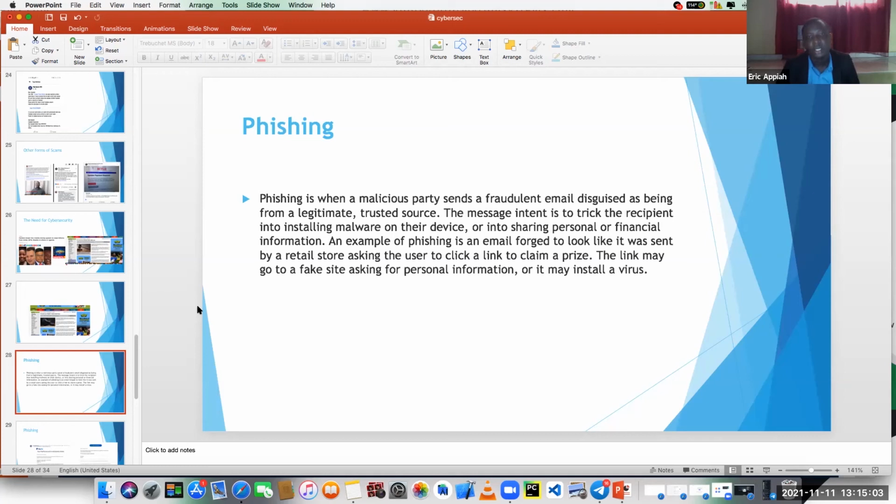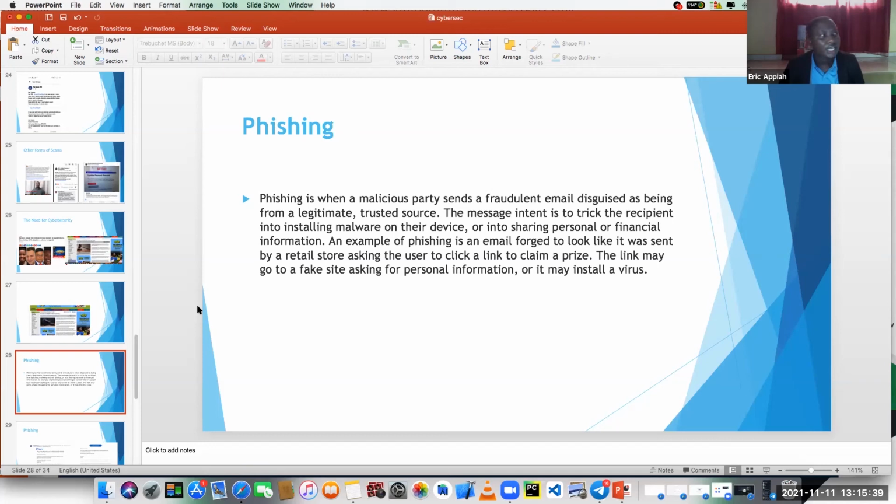The message intent is to trick the recipient into installing malware or sharing personal information, because they use that information to hack into the victim's account and then steal money or personal information. Sometimes they give you a link to a fake website, for example, a fake PayPal website that asks you for your password.